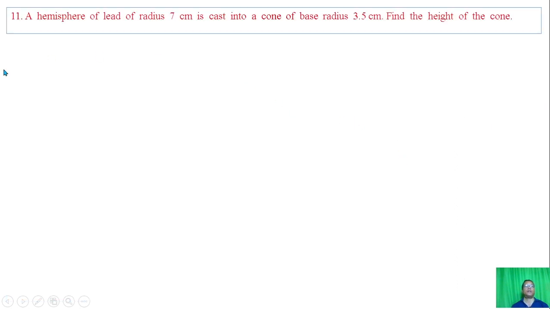Question number 11. A hemisphere of radius 7 cm is cast into a cone of base radius 3.5 cm. Find the height of the cone.